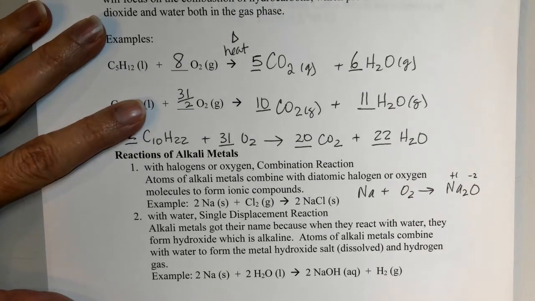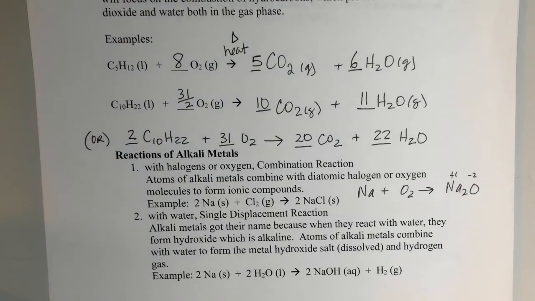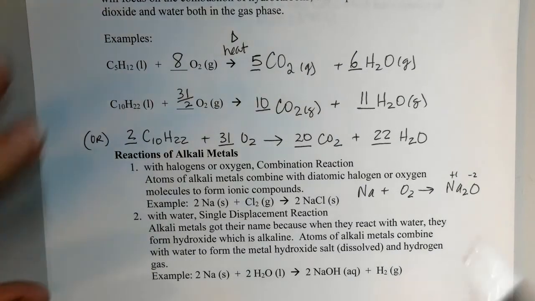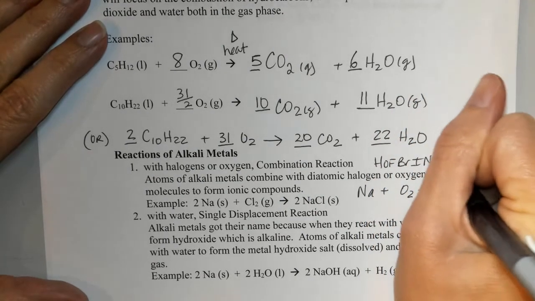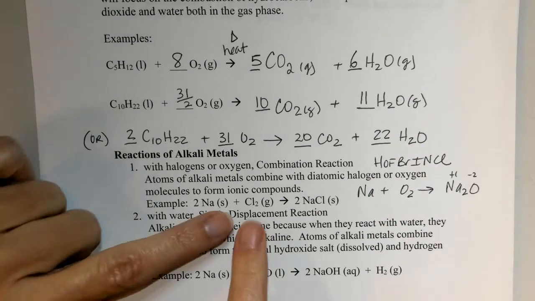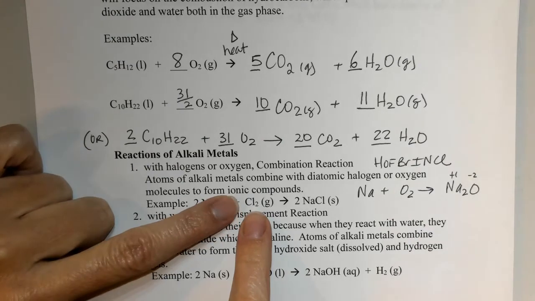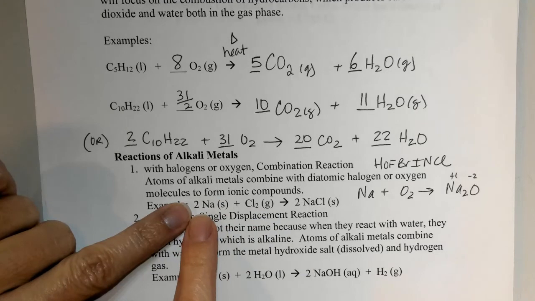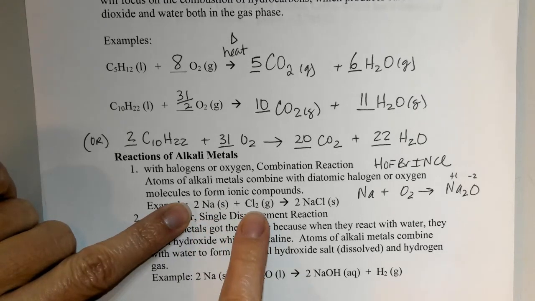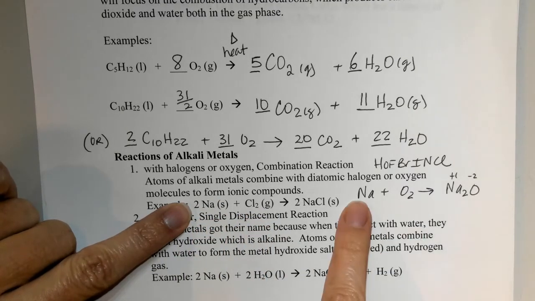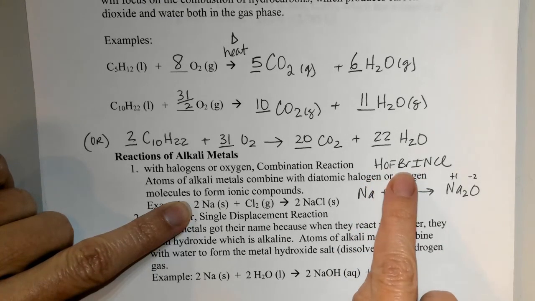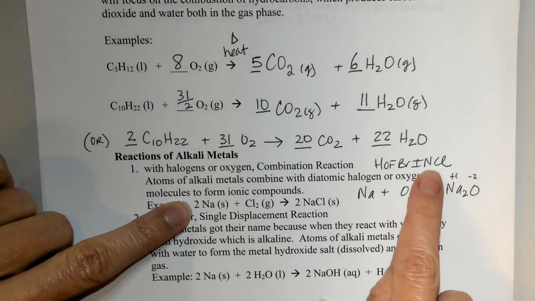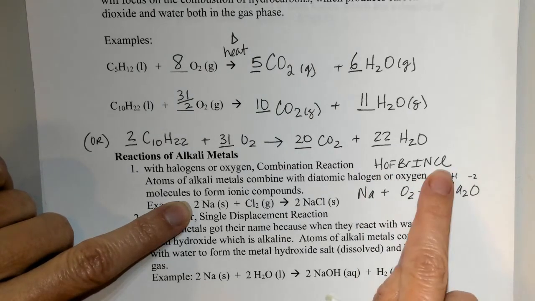Now the halogens and oxygen, that is part of Hofbrinkel. Those are your 7 diatomic elements. So when they're by themselves in their elemental form, not as ions, they are diatomic. So notice the Na is not diatomic, but the chlorine is, just like oxygen is. If it's one of those 7, hydrogen, oxygen, fluorine, bromine, iodine, nitrogen, and chlorine, Hofbrinkel, then you want to make them as diatomics.